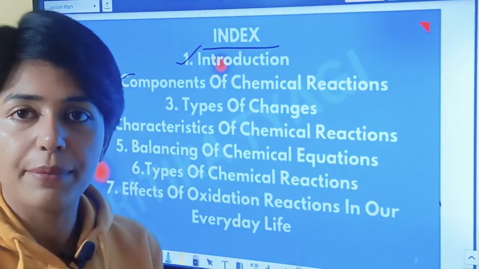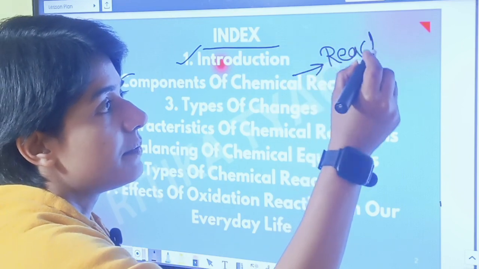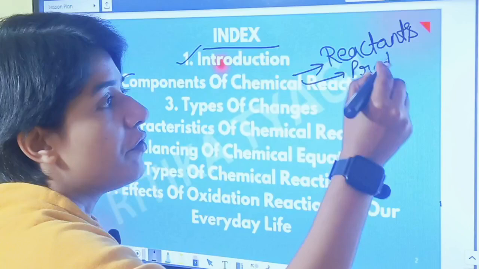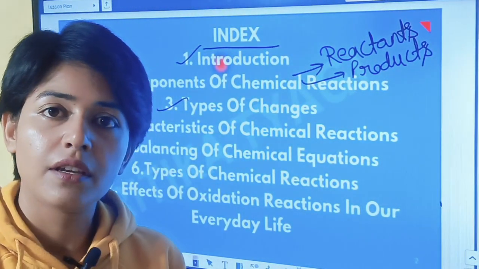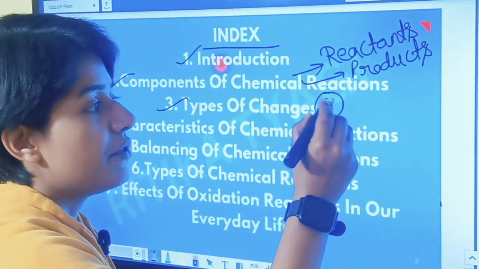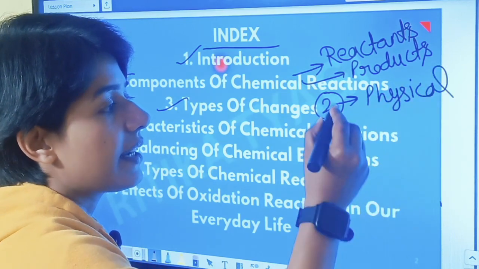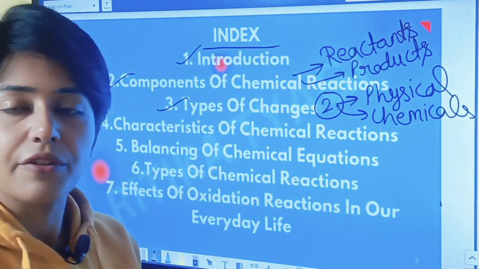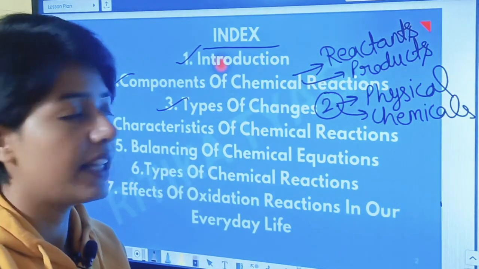Next, components of chemical reactions. Mainly two components are discussed here. First, reactants. What are reactants? And second, products, which we are discussing in this. Next, types of changes. How many types of changes take place? There are mainly two types of changes: first, physical change, and second, chemical changes. What are the major differences between them? What are their examples? We are discussing in this.